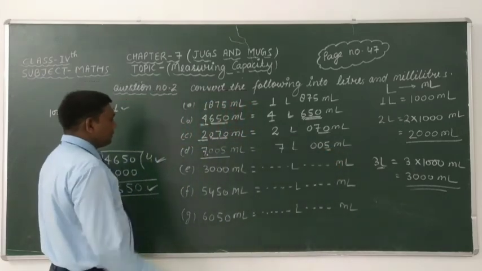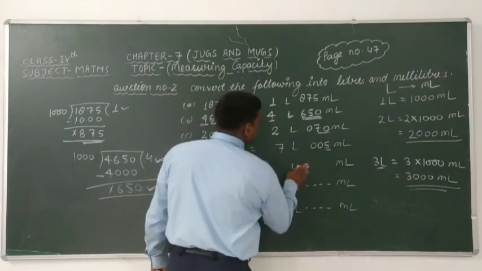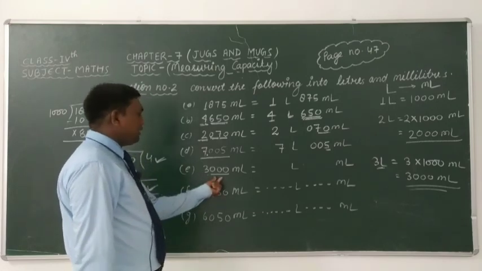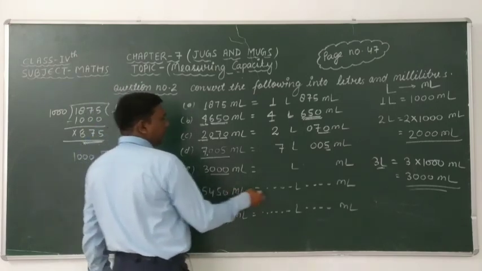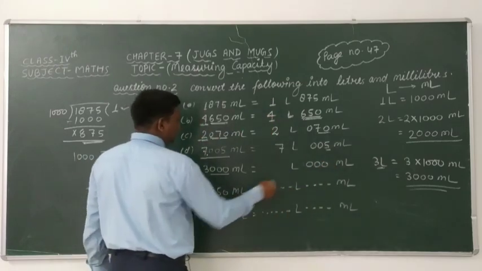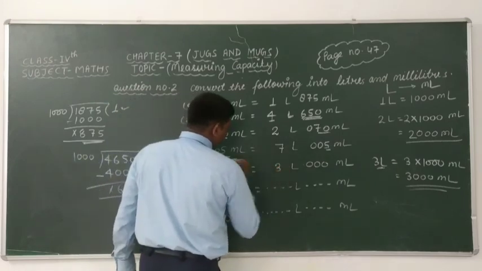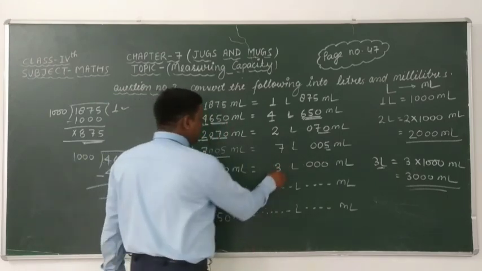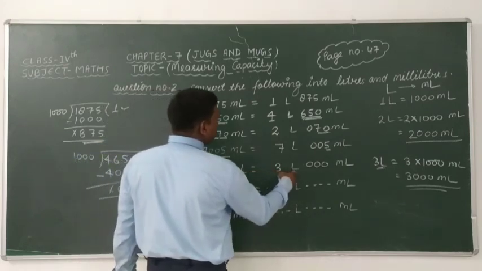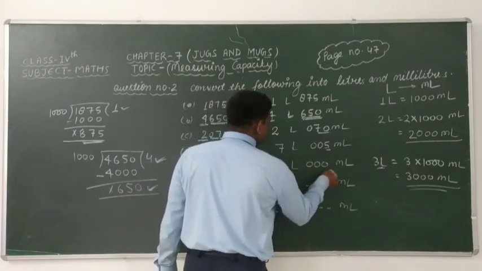Understand? 3000 milliliter is equal to, similarly look at here carefully, last 3 digit number here given that 0, therefore we can write here last 3 digit number as 000 and the rest digit is here. Look, 3000 milliliter is equal to 3 liter 000 ml. It means that 3 liter 0 ml. Clear?